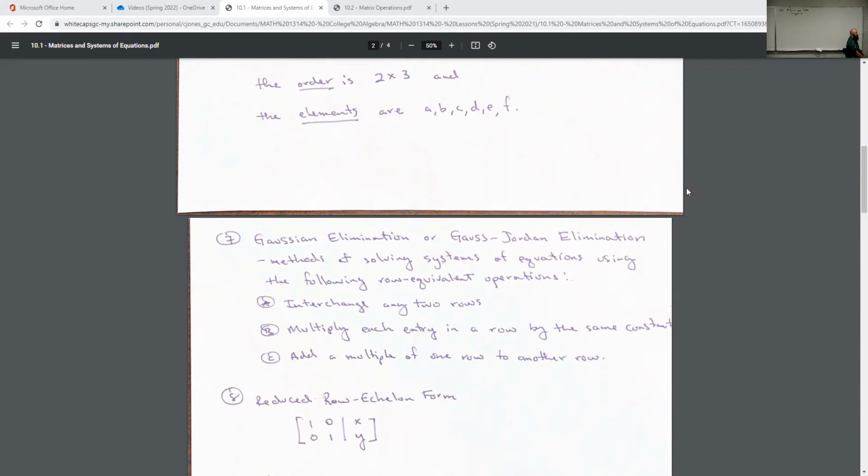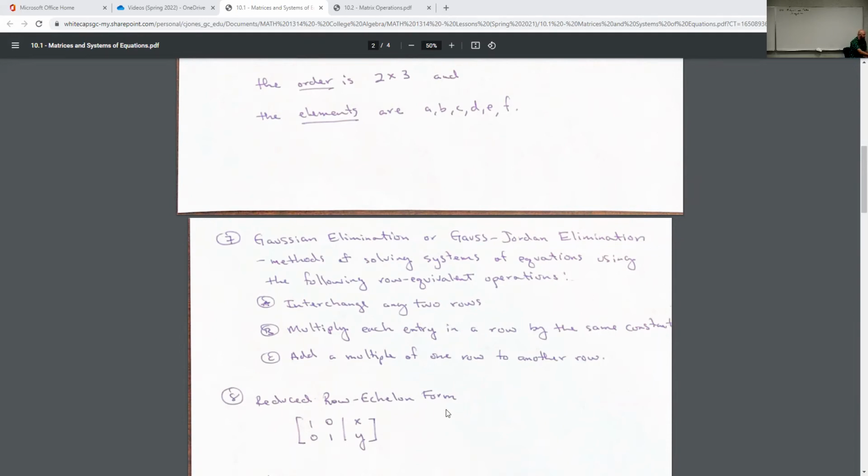All right, now the things that we can do under Gaussian elimination or Gauss-Jordan elimination: we can interchange 2 rows. We can multiply a row by a constant, or we can add one row to another. And you'll see me do that later in our examples.